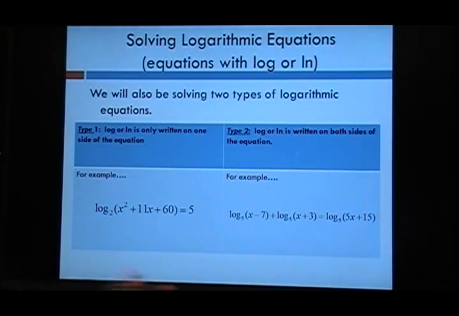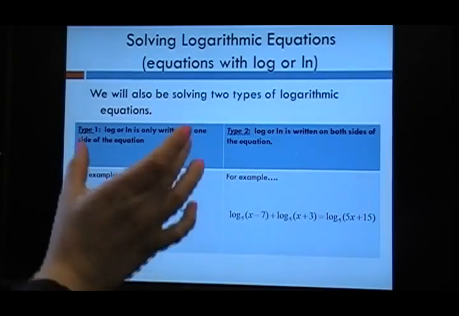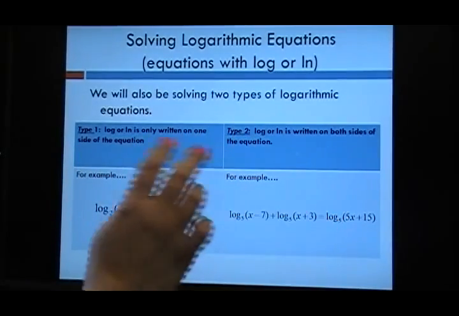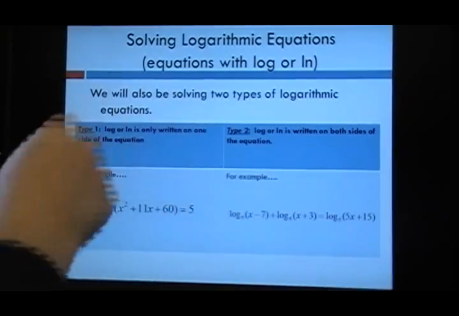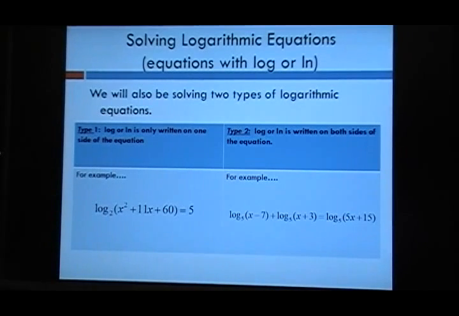Alright, logarithmic equations are equations that have logs in them. And we're going to be dealing with two different types. The first type is one where you can get your equation into the form of log base A of something is equal to a number. The second type are those where we can get it into the form log base A of something equals log base A of something.